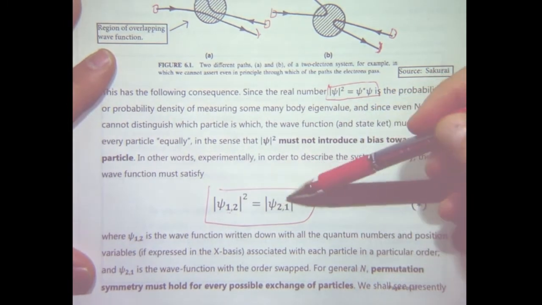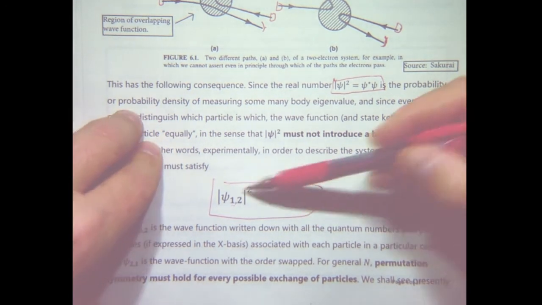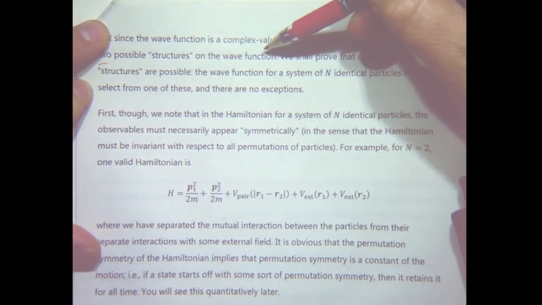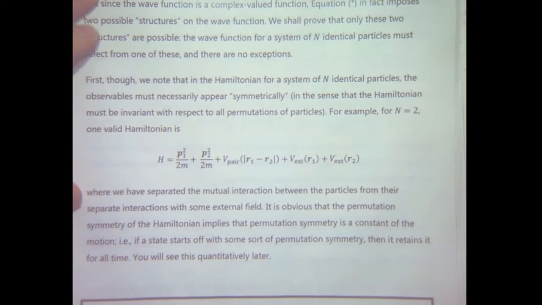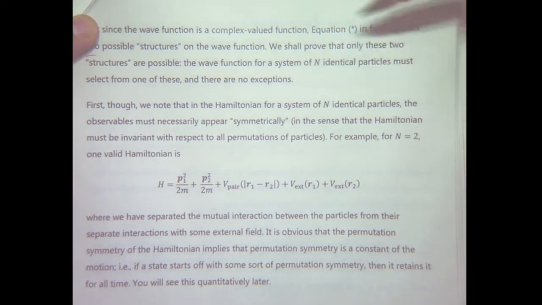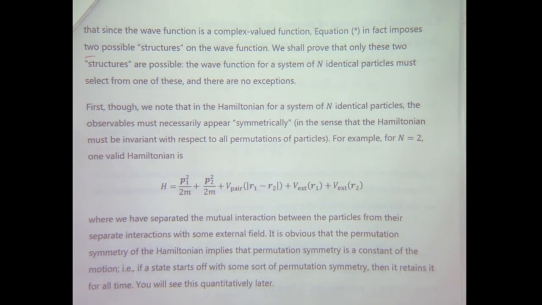Now, what we'll actually see is that this is a condition, an equality of real numbers, but psi is a complex valued function. So in fact, that equation will impose two possible structures, or forms, on the wave function. And we'll prove that only two structures or forms are possible. The wave function for a system of n identical particles must select one of these in order to preserve the permutation symmetry. And there are no exceptions.